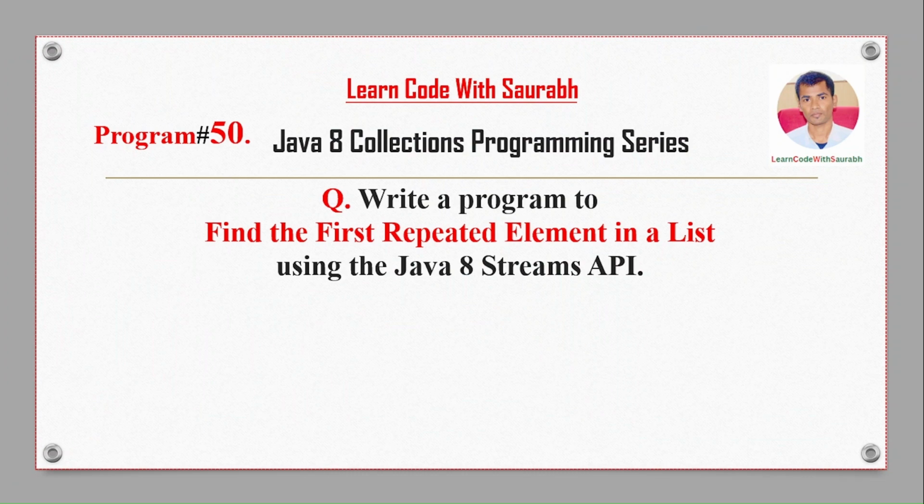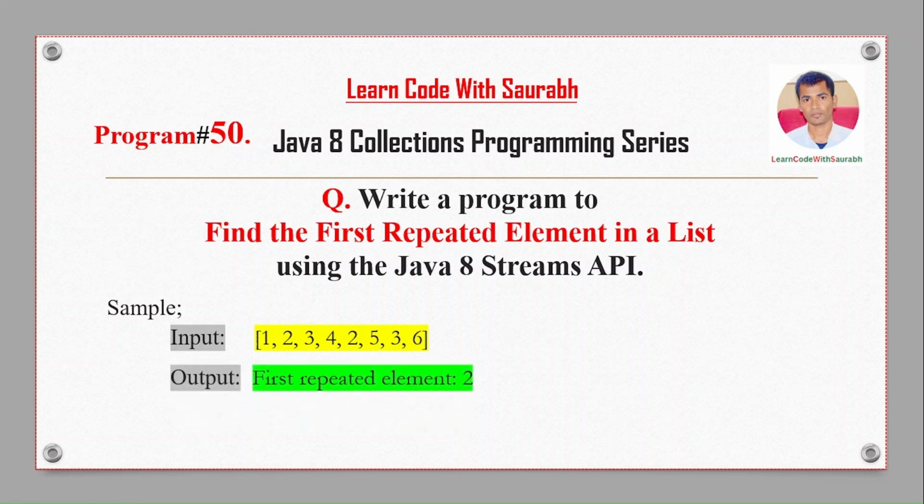Today I'm going to solve a program: find the first repeated element in a list using the Java 8 Stream API. In this program, we will take some input in a list, like 1, 2, 3, 4, 5, 4, 2, 5, 3 and 6. If you see, the input has some repeated values like 2 and 3, but here we need to find the first repeated value. We can see the first repeated value is 2, so we will get the output: first repeated element equals 2.